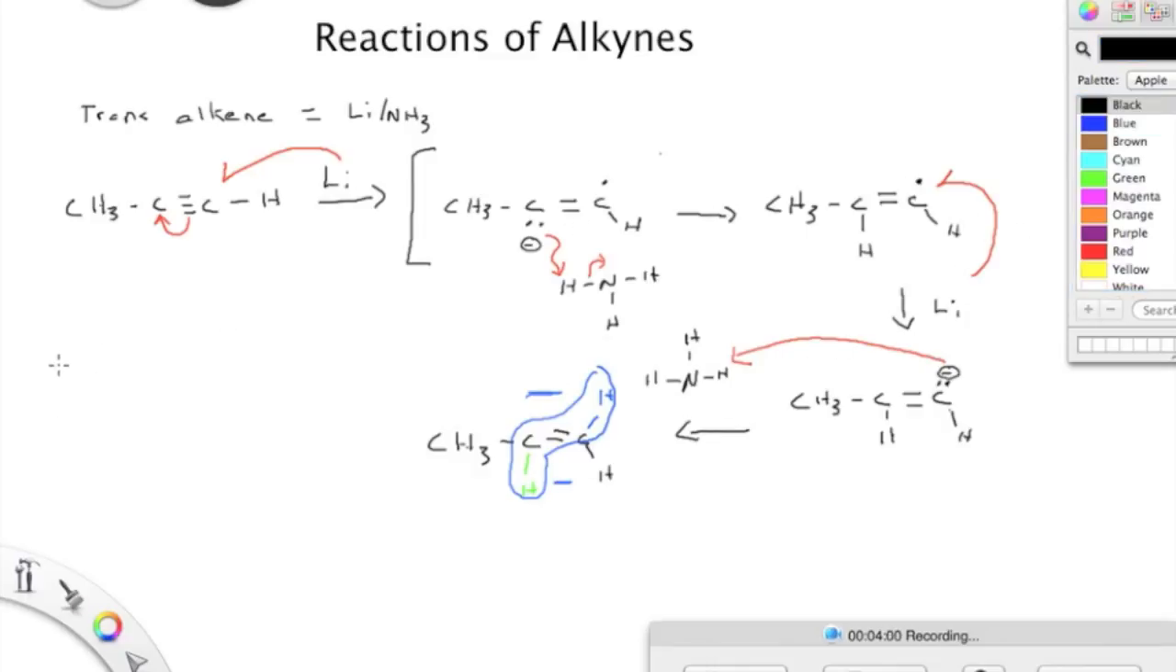So lithium and ammonia gives us trans alkenes.